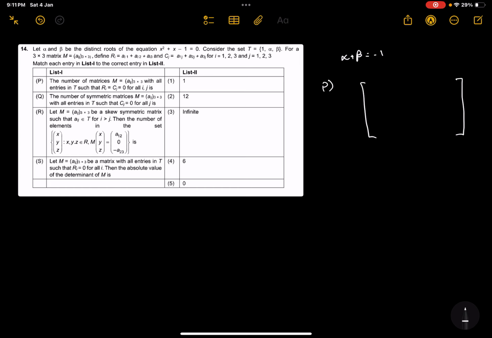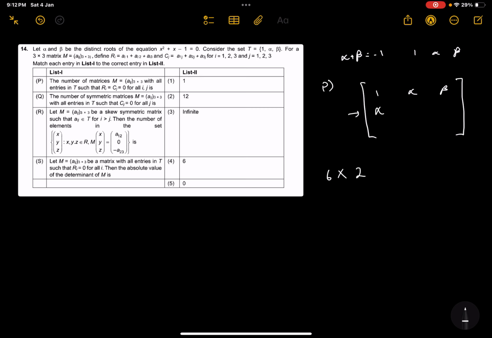So let's start with the first row. We have 6 possible permutations of 1, alpha and beta to decide for the first row. Say we go with 1, alpha and beta. Now for the second row, each column must also contain 1, alpha and beta, all the 3 elements. So below 1 we cannot have 1. So we can have either alpha or beta.